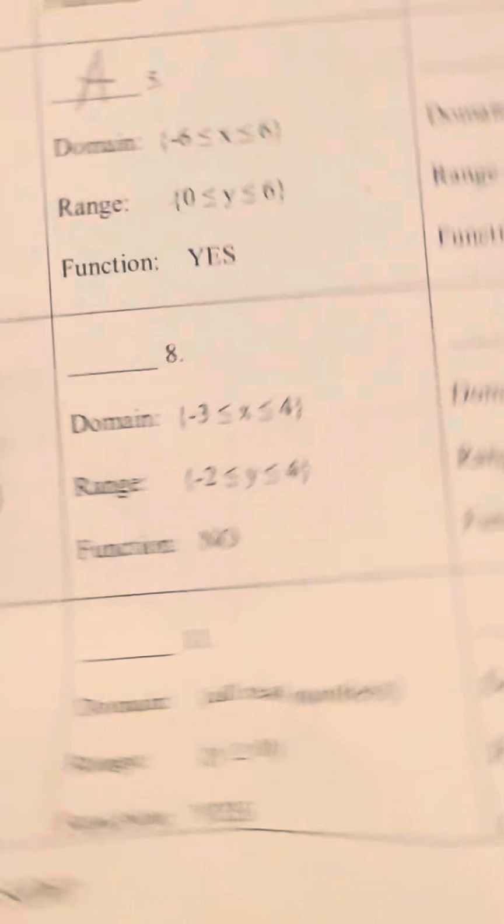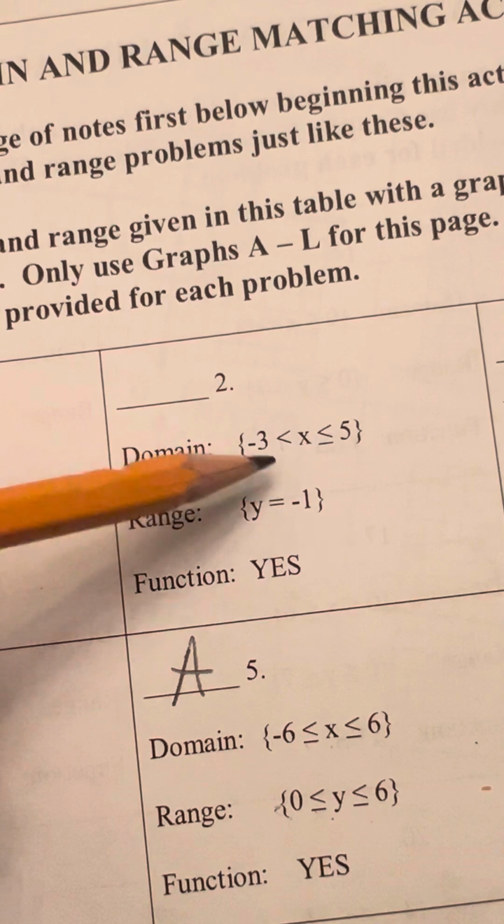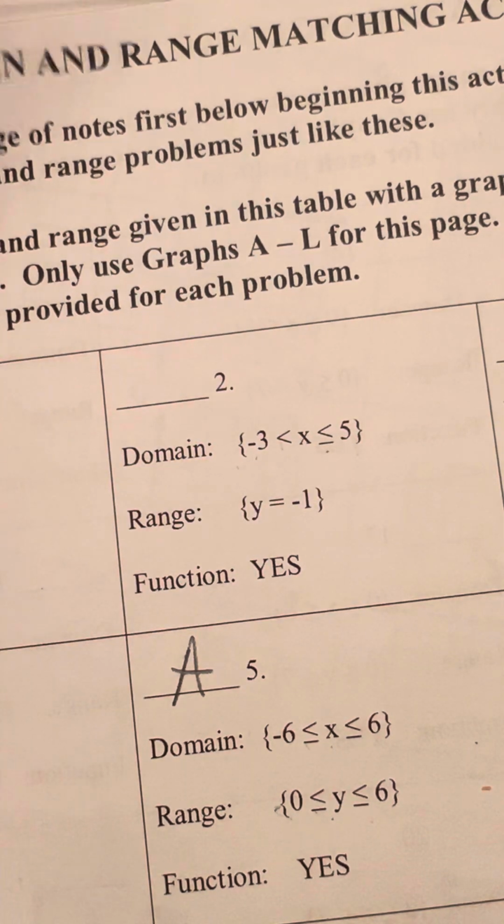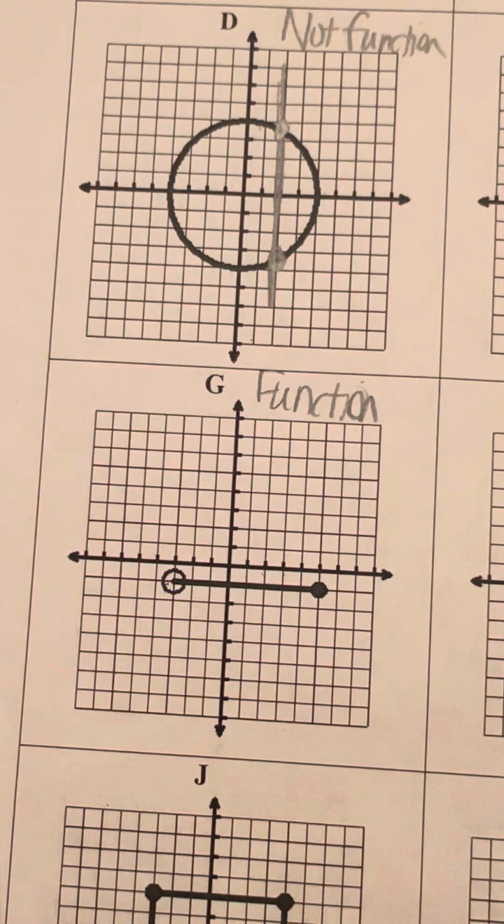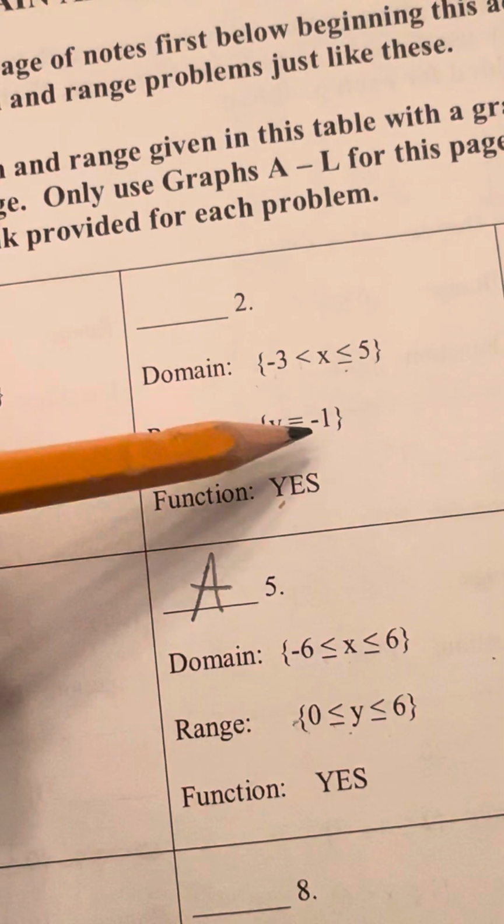So when I look at my options here, it is a function. It does match up with this. There's no line under the -3 because it's an open circle. Closed circle at 5. So that would be how you write the domain. And then it is a flat line at -1. So my range on this one would just be y is equal to -1.